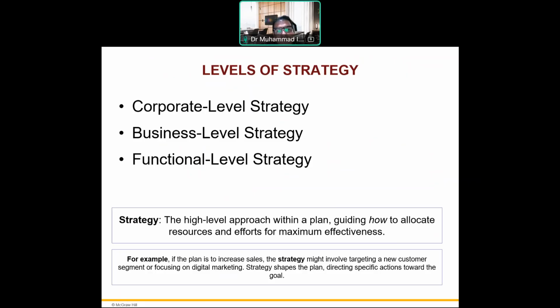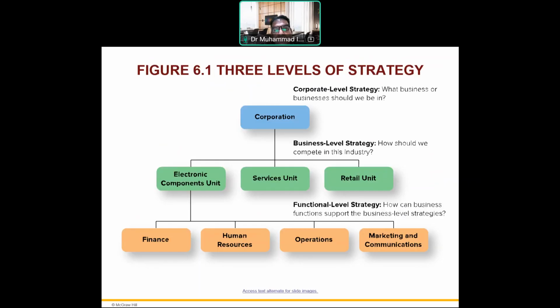If the plan is to increase sales, this is our plan. We want to increase our sales. So what will the strategy be? The strategy might involve targeting a new customer segment or focusing on digital marketing. Strategy shapes the plan, directing specific actions toward the goals. So let's again discuss the three levels of strategy: corporate level strategy, business level strategy, and functional level strategy.